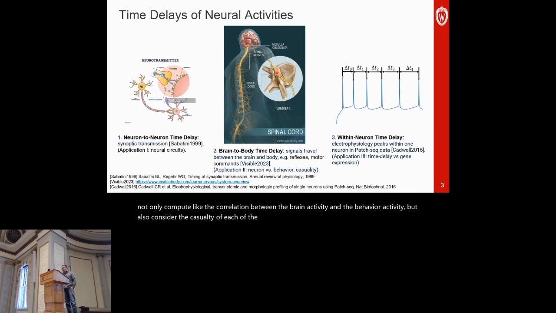And the third application considers within-neuron time delay. Here, we plot one sweep of patch-seq data. You can see there's a time delay between each of those spikes, and that delay changes over time. So we consider the dynamic feature of time delay within the neuron and correlate that with the gene expression.